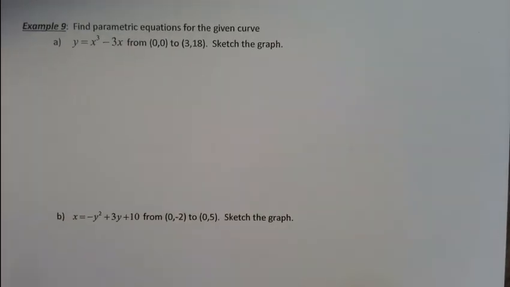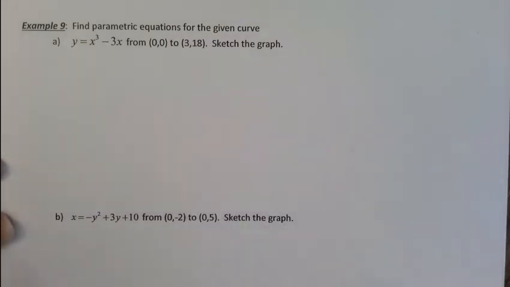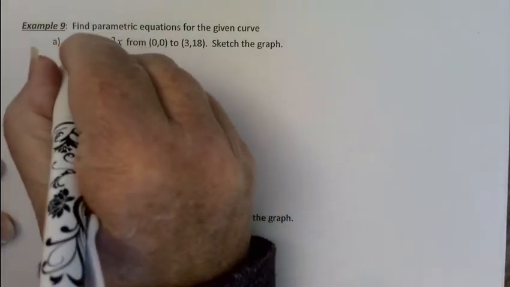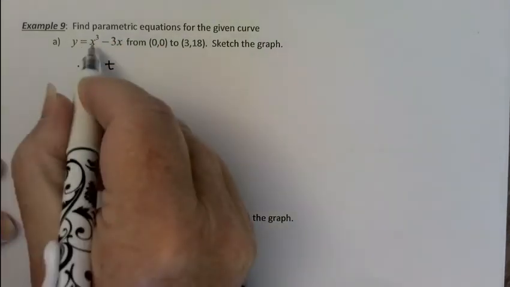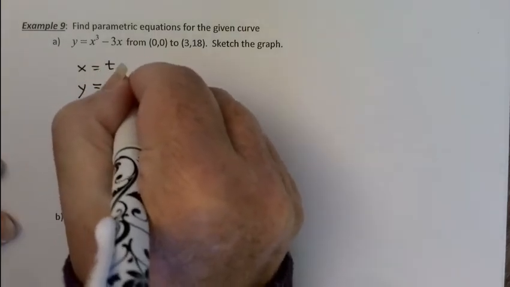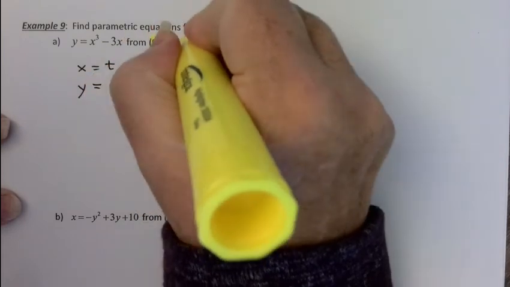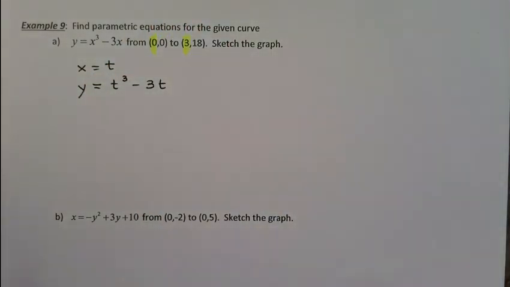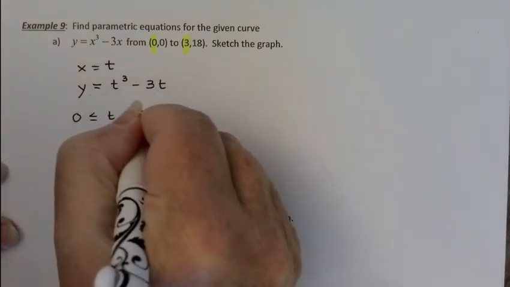So take a look at example 9 here. We've got the function y equals x cubed minus 3x from (0, 0) to (3, 18). We want to find parametric equations and sketch the graph. So I'm going to start by saying, since y is a function of x, if I simply let x equal t, then I can plug t in for the x's, and y is t cubed minus 3t. Since x is t, I'm going to use these x values to limit my t's, so I only get a particular portion of this curve as t goes from 0 to 3.